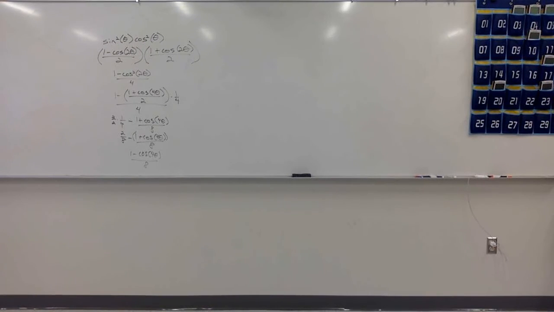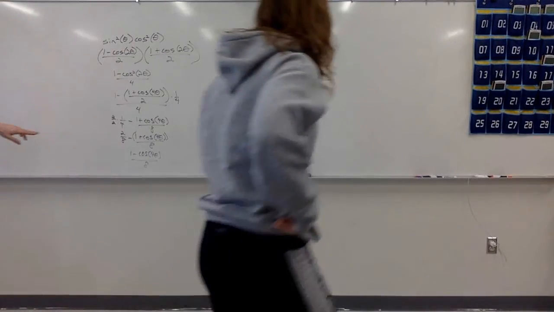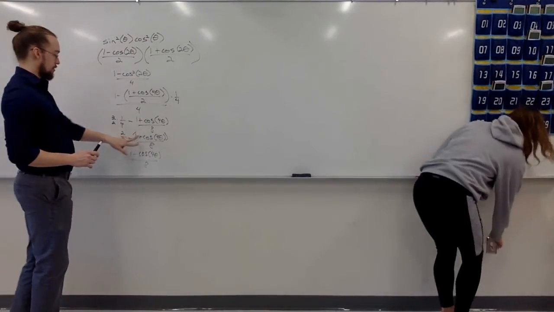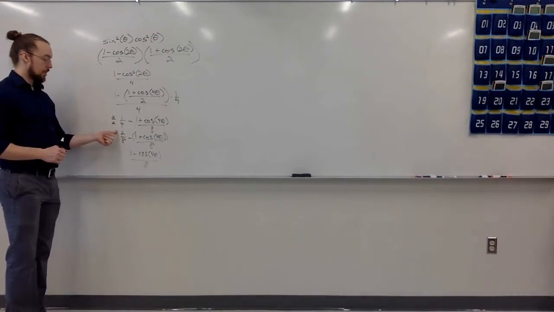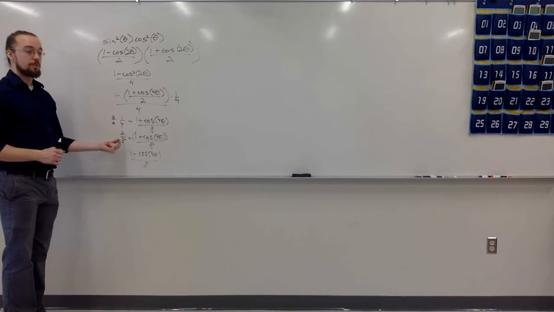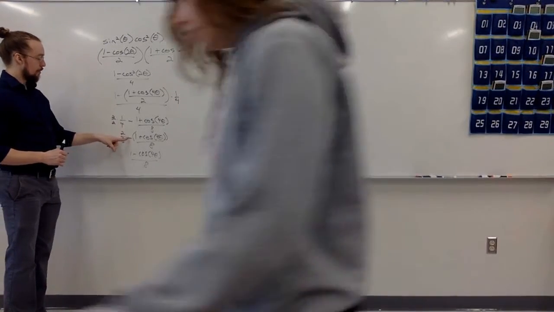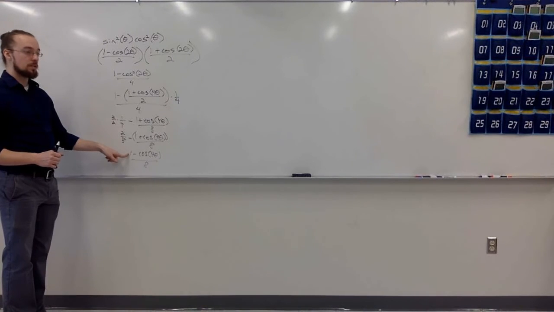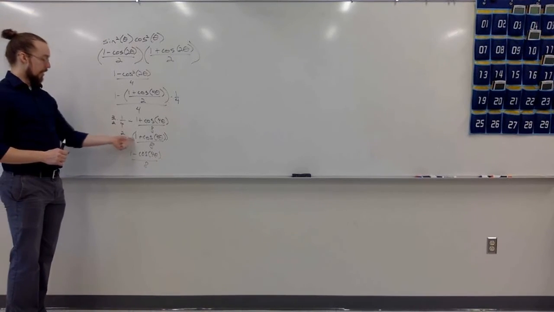One more thing. Where did that 2/8 go on the second to last step? You combine it. Yeah, I just combine these fractions, and in the numerator, I'm just combining like terms. So 2 minus 1 is 1, and then negative cosine of 4 theta.